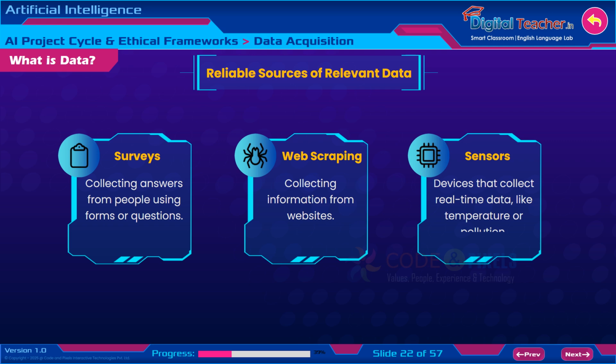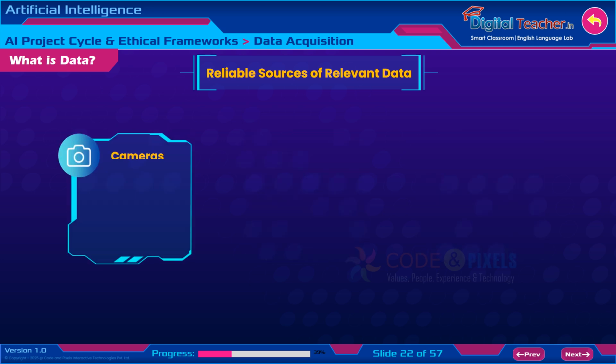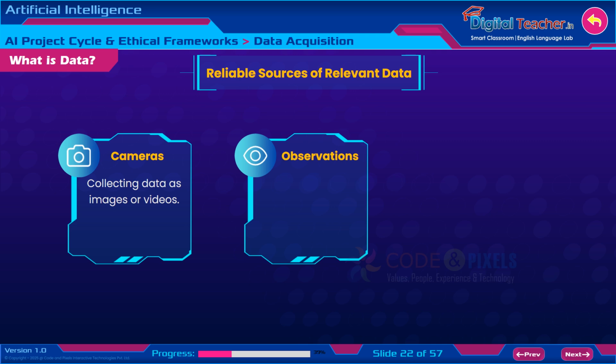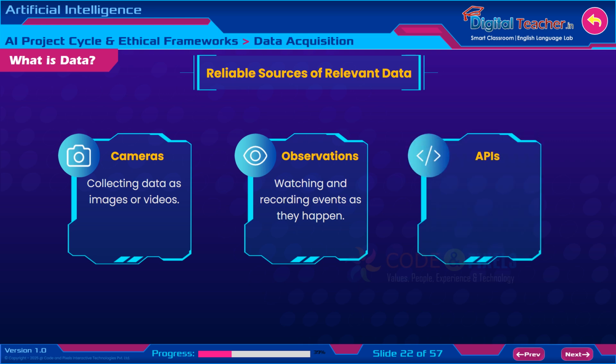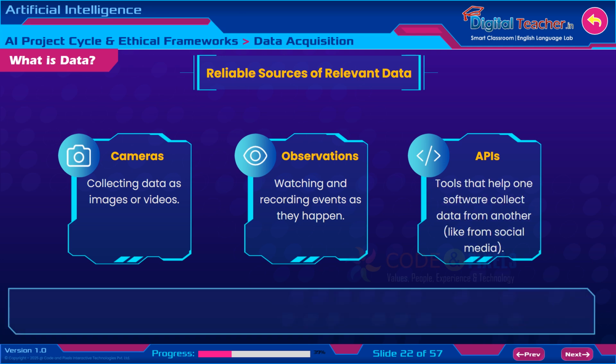Sensors, devices that collect real-time data like temperature or pollution. Cameras, collecting data as images or videos. Observations, watching and recording events as they happen. Application programming interface, tools that help one software collect data from another.